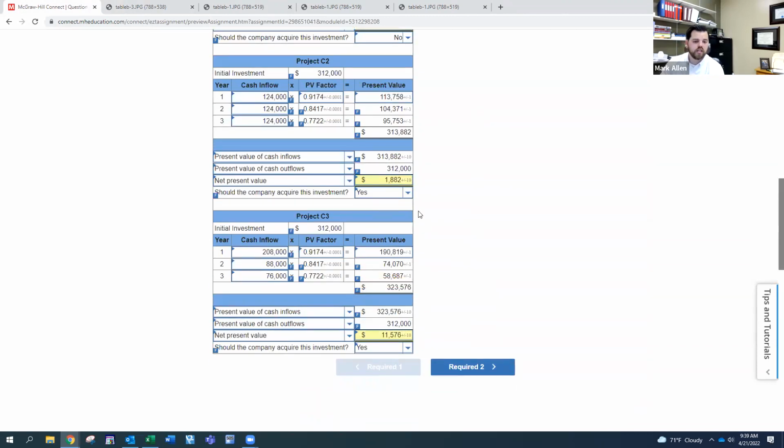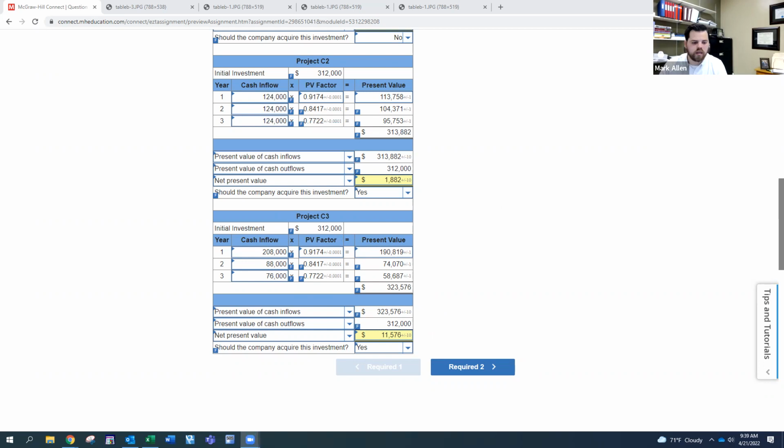Now for project C3, this is the one that we expected to have the highest net present value. And so once again, we've got our same factors that we had before. Pull those back in from table B.1. You've got your cash inflows that are given to you. You'll multiply across. That'll give you your present value for each year. Add those up. That'll give you the present value of the inflows. Subtract out the initial outflow, and you get net present value of a positive about $12,000. So you should invest in project C3. So in the end, don't invest in C1. Do invest in C2 and C3.